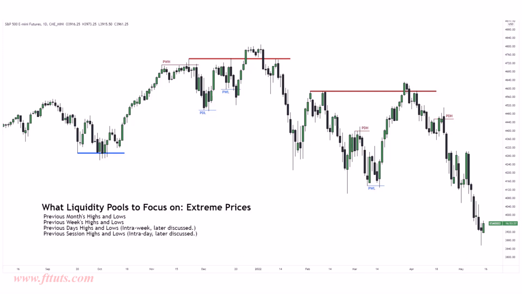We also want to focus on previous week's highs and previous week's lows. Previous week's highs can be used in a very similar way. Previous week's highs and lows are support and resistance levels. Here, previous day's low, which we'll talk about next. Previous day's lows and highs we're going to talk about on an intraday basis. So when it comes to the higher time frames, please just focus on the month's highs, month's lows, week's highs, and week's lows.